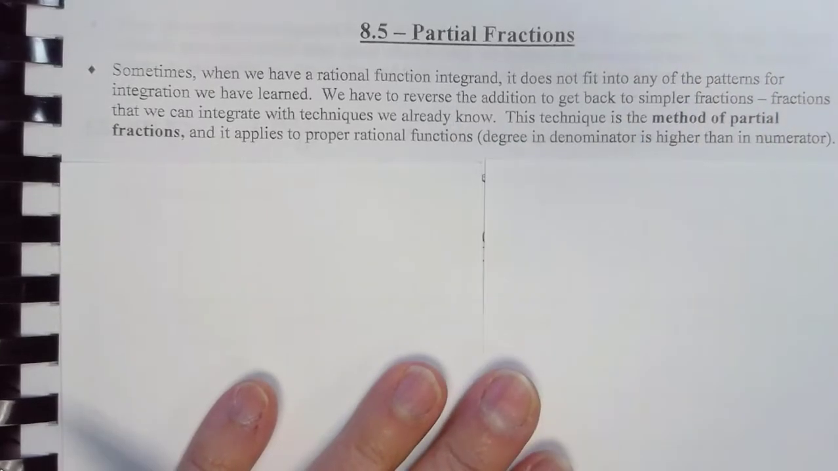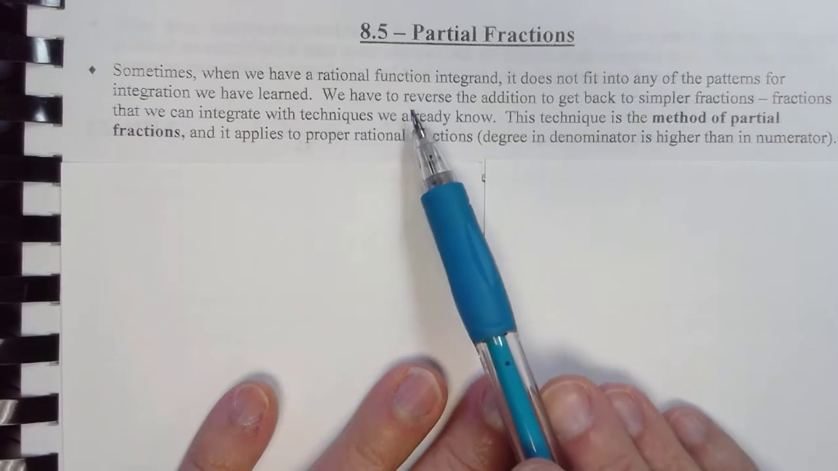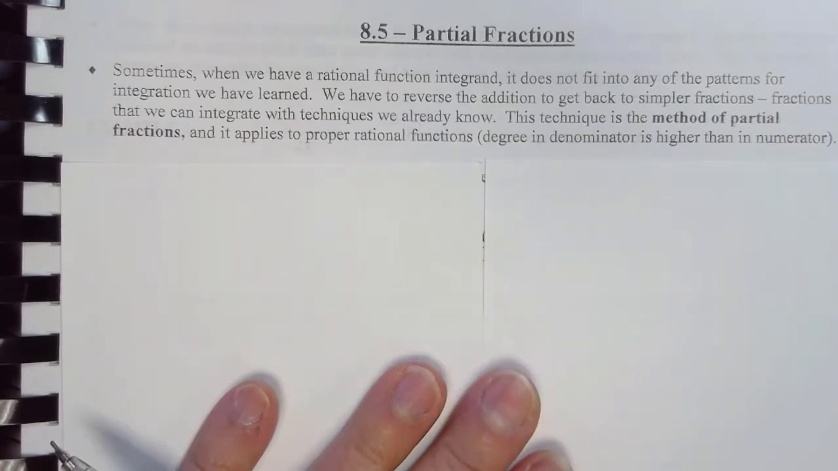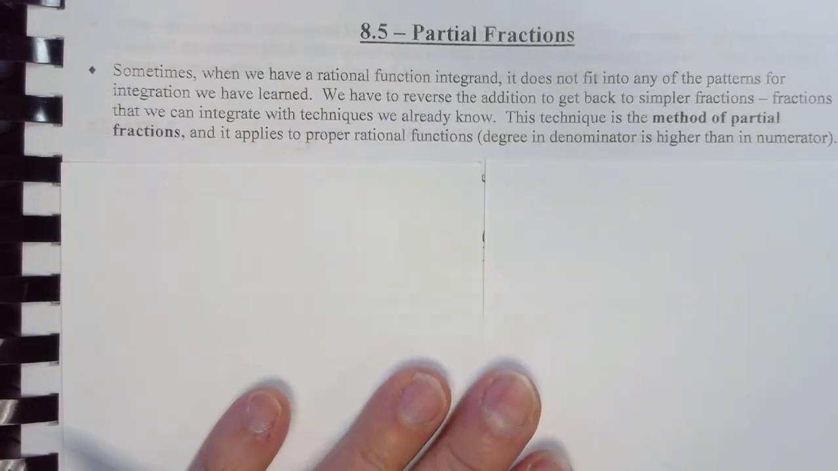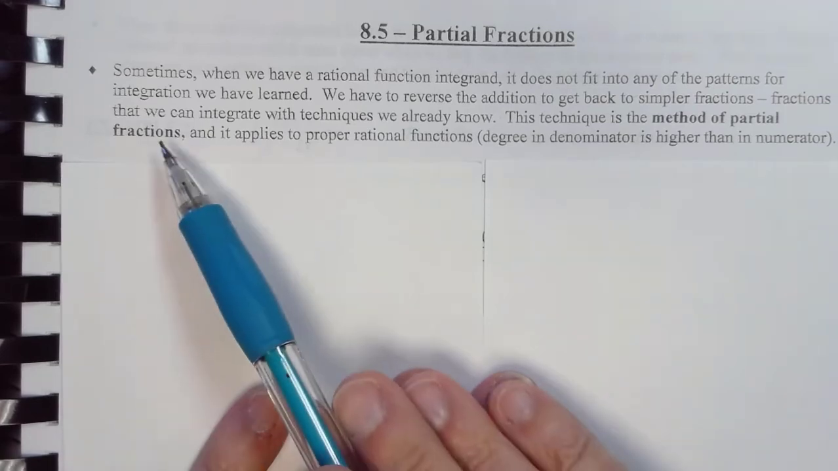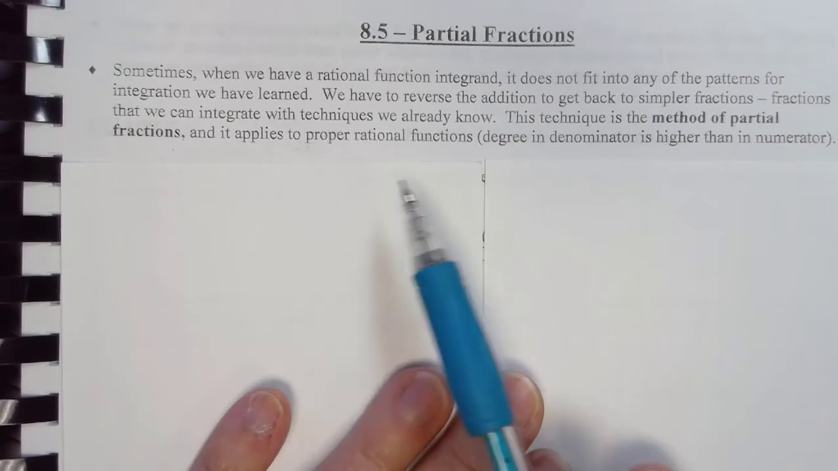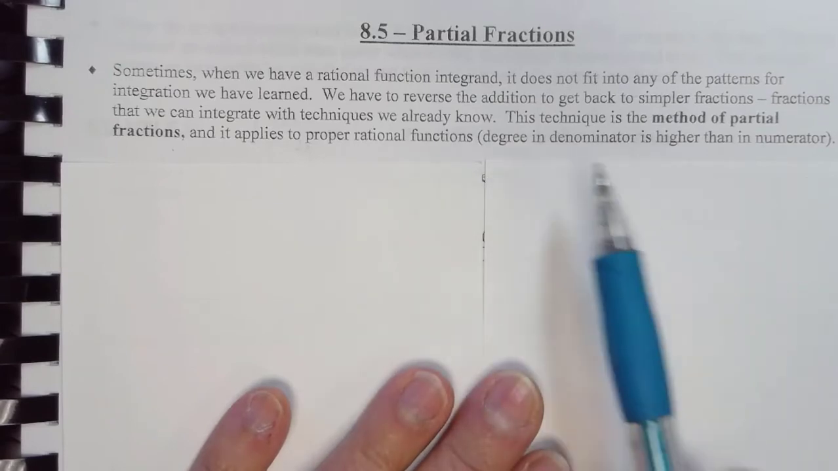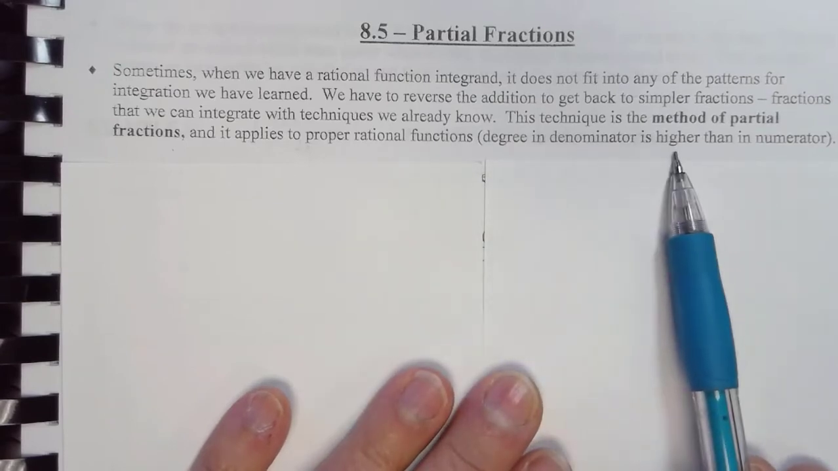Section 8.5, partial fractions. Sometimes when we have a rational function integrand, it does not fit into any of the patterns for integration that we have learned. We have to reverse the addition to get back to simpler fractions, fractions that we can integrate with techniques we already know. This technique is the method of partial fractions, and it applies to proper rational functions. In other words, the degree in the denominator is higher than in the numerator.